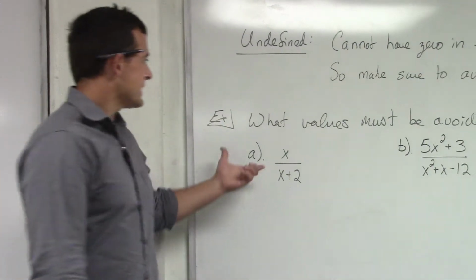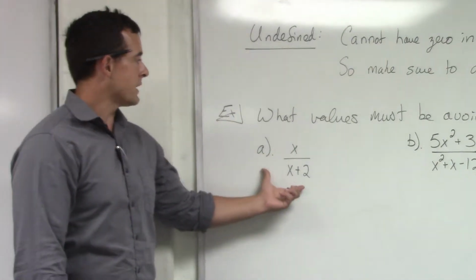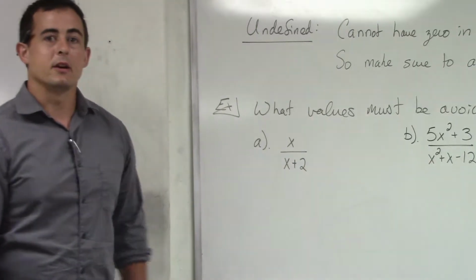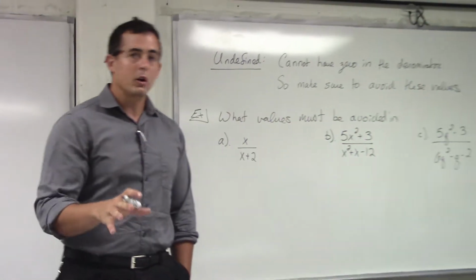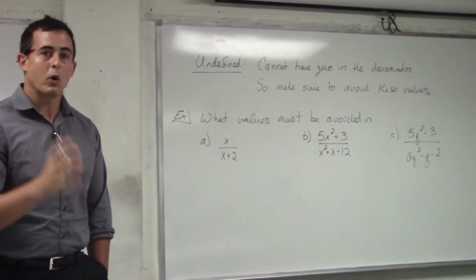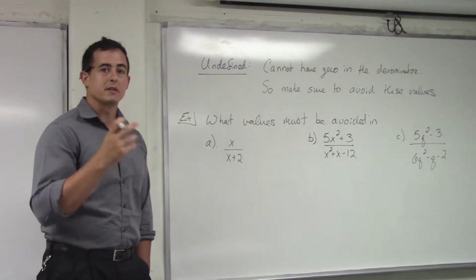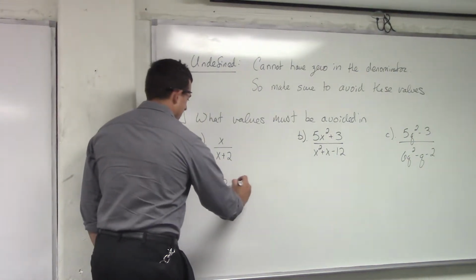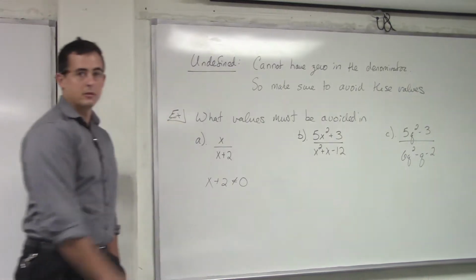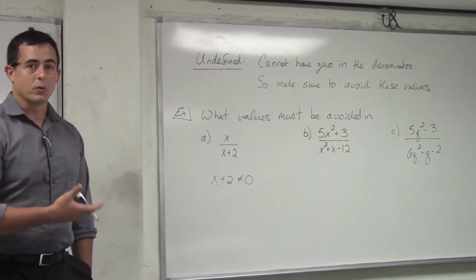Okay, so if you take something specific, like let's try and find the values that we have to avoid in part A here, that equation. I don't care at all about the top. I want to look at the bottom only because this is entirely concerned with having a 0 in the denominator. So I take whatever the bottom piece is, I set it not equal to 0, and then I solve that equation, whatever it happens to be.